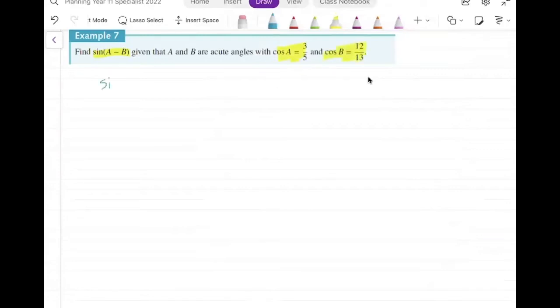That is going to be sine of A minus B is equal to sine A cos B minus cos A sine B. So I've got my identity here. I know that cos A is equal to 3/5, and I know cos B is equal to 12/13. Now I don't know sine A, and I don't know sine B.